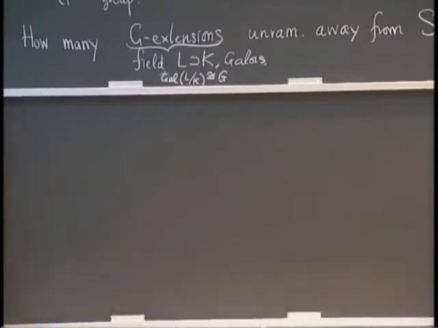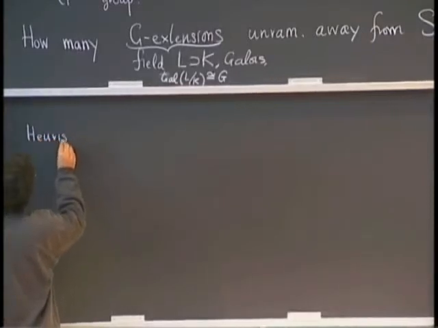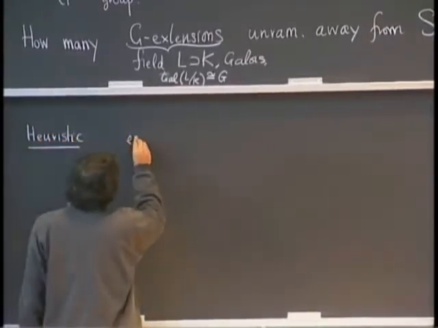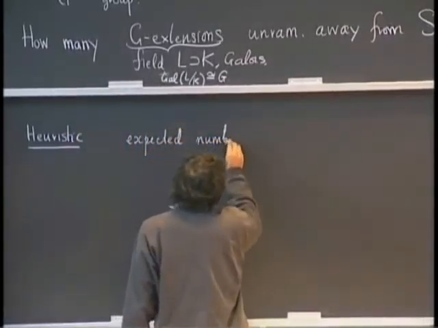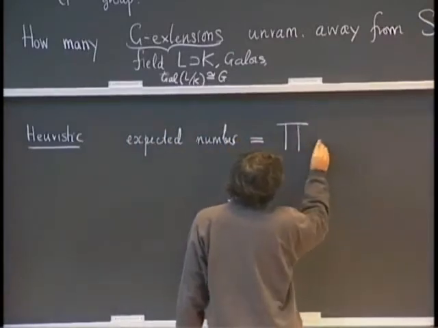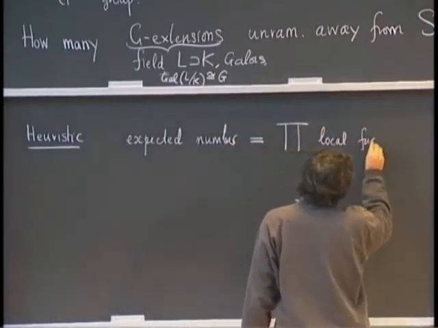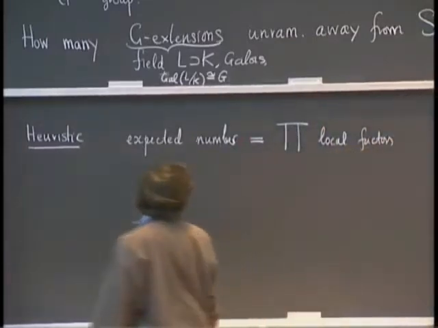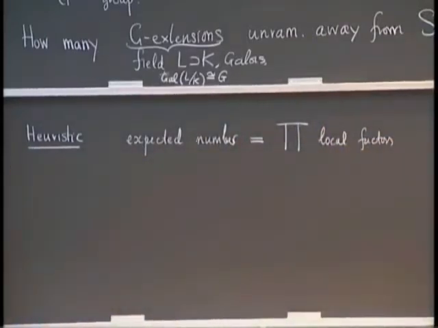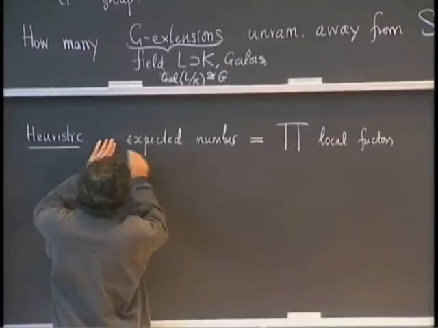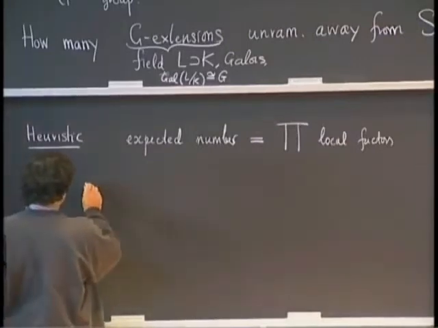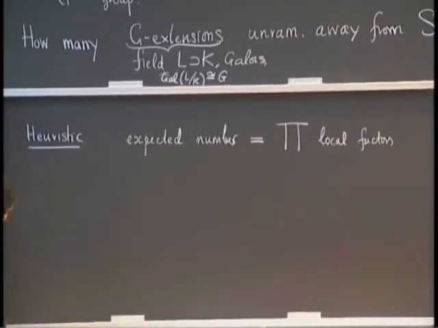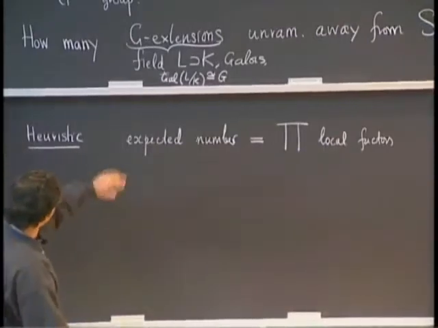Okay, so let's write down what the heuristic is. The heuristic is roughly that the expected number should be a product of local factors. We'll say in a second what we might mean by expected number, but it should be a product of local factors. So what is the number we're counting? To make this look uniform, the way I'll say it is like this.